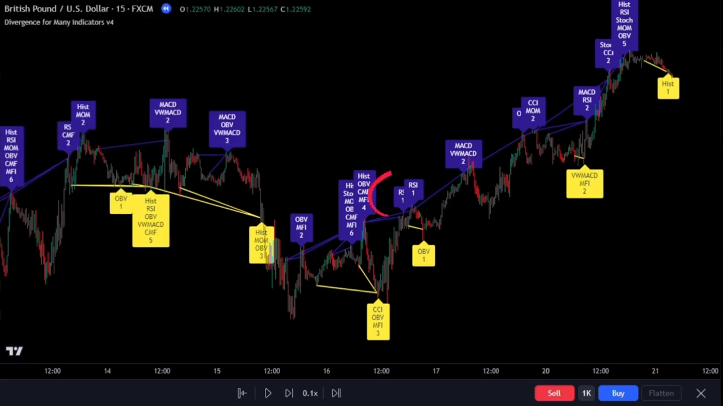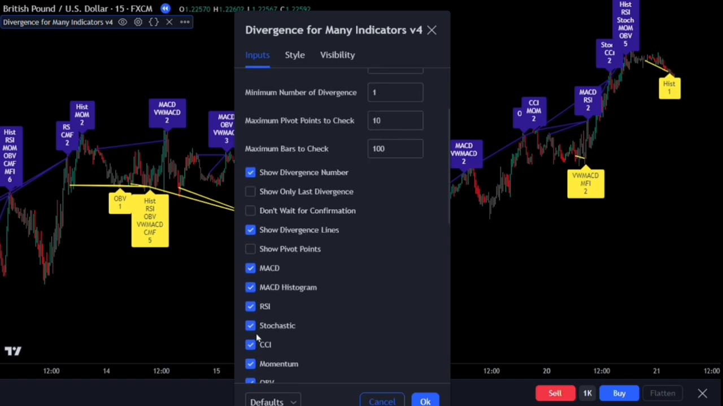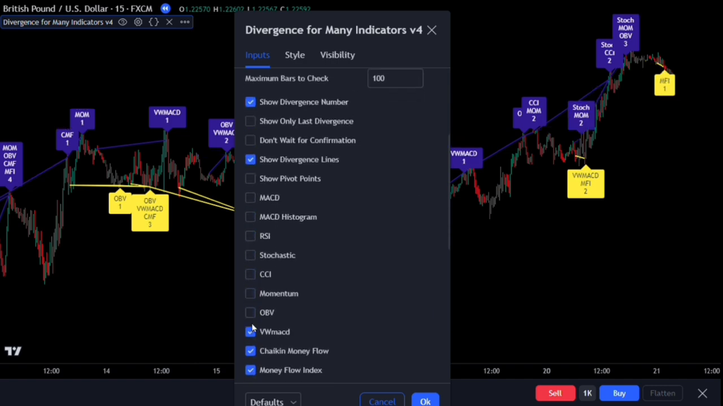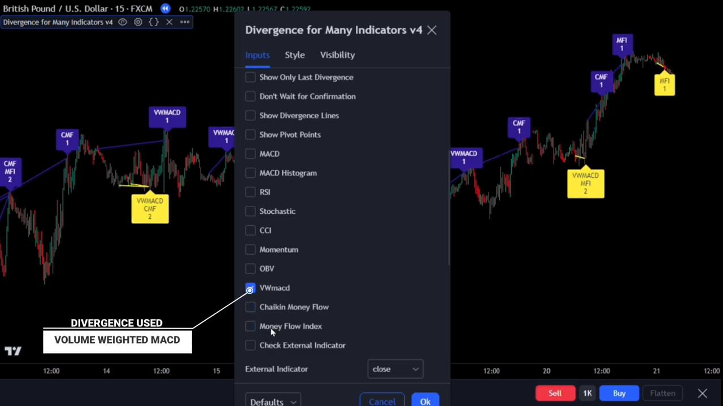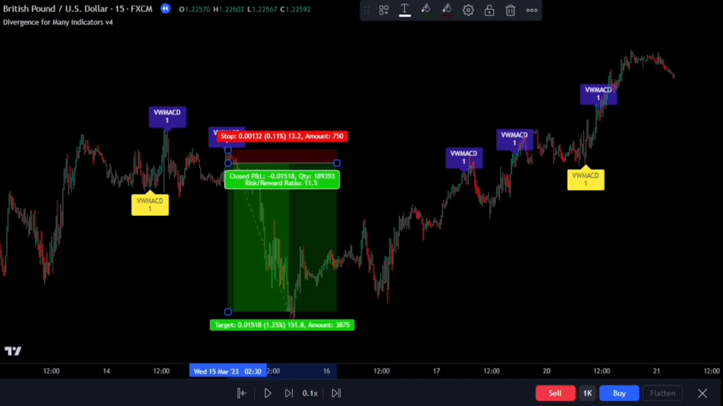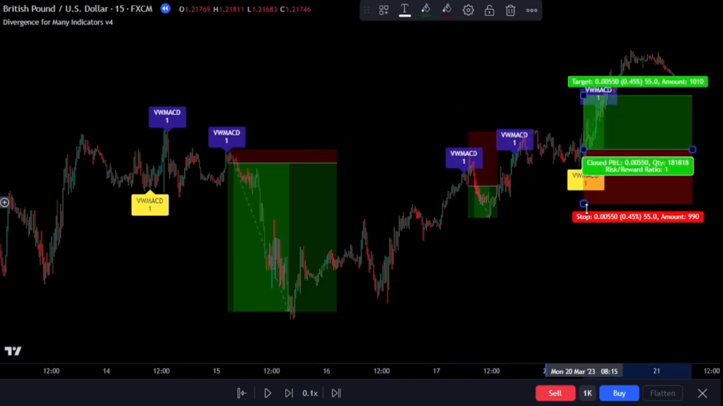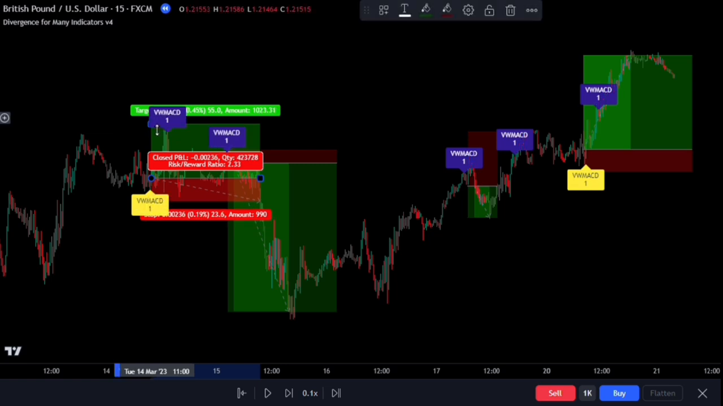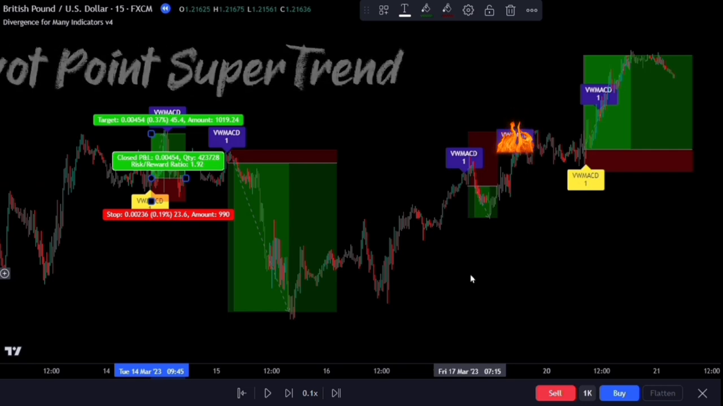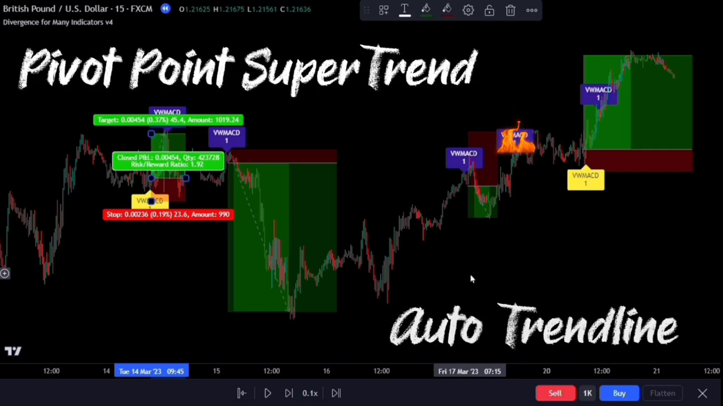To avoid some false signals, let's first adjust the settings for these indicators. We would only make use of the volume weighted MACD, as it gives more accurate signals that fit our scalping setup. Some of these signals can be quite accurate, but I do not recommend using this tool on its own. To avoid false signals, it's best to combine this tool with the pivot point super trend and the auto trend line indicators.